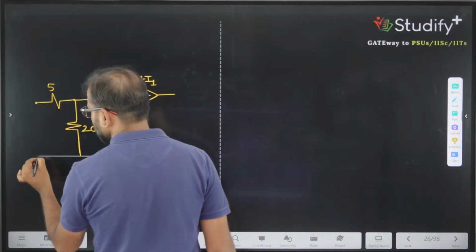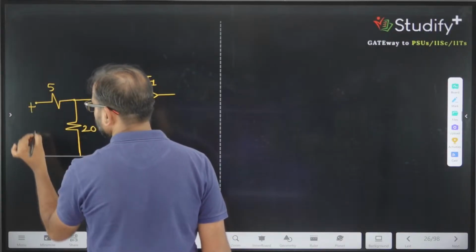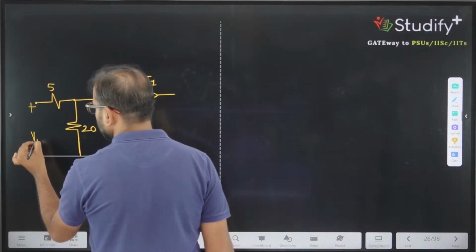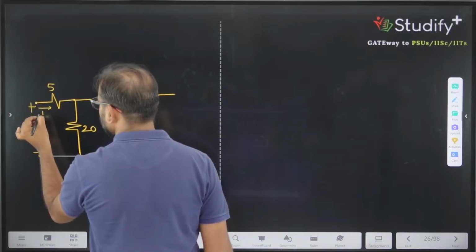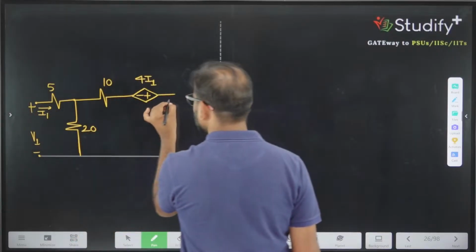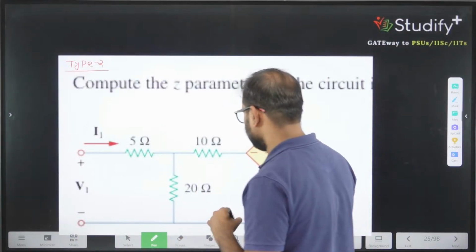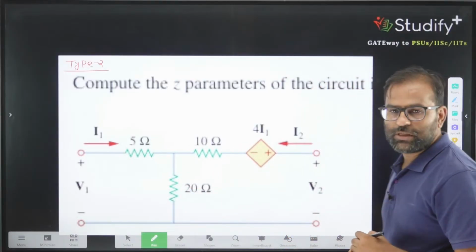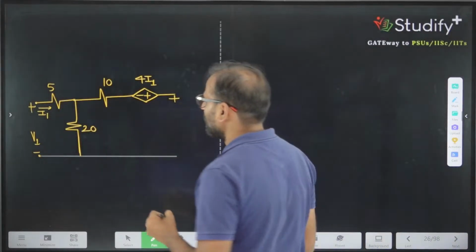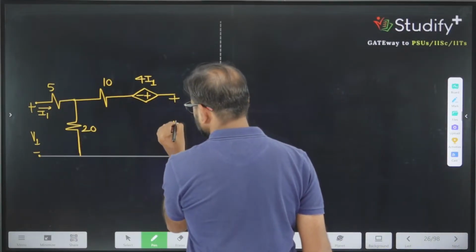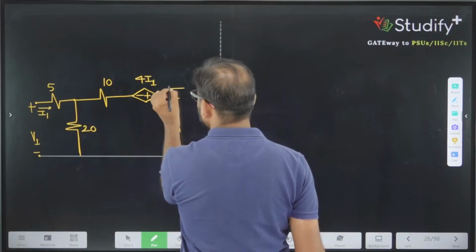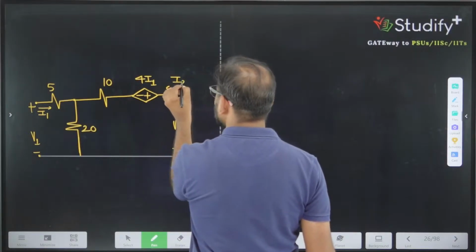This value is I1, V1, this value is I1. 1, 2, 3, 4 components are there in our network. This value is V2 and this value is I2. What is our first analysis?